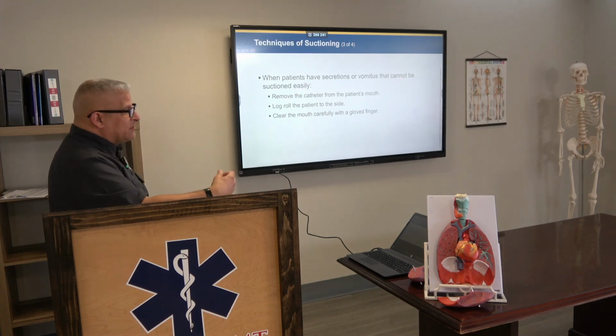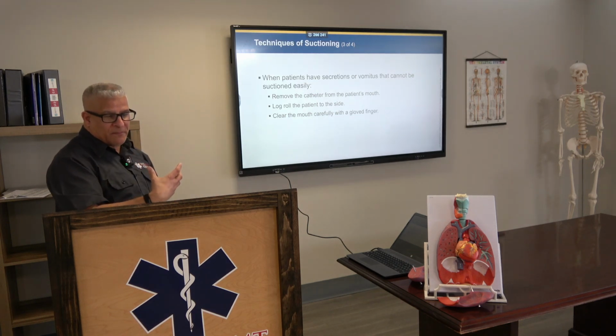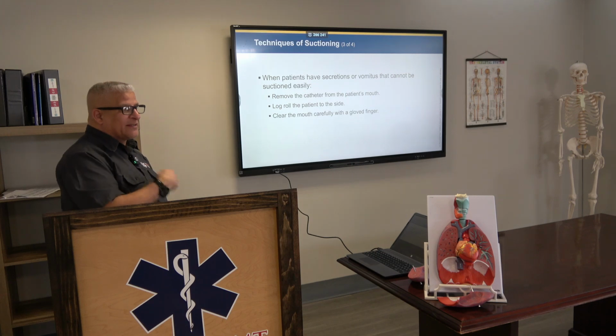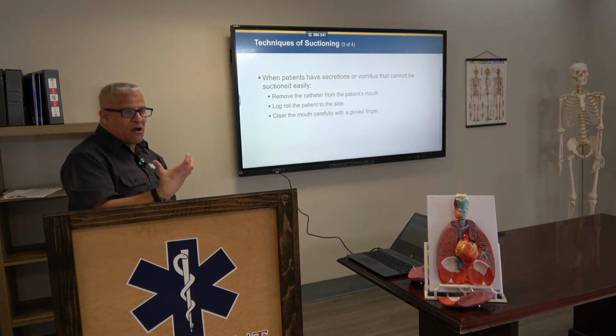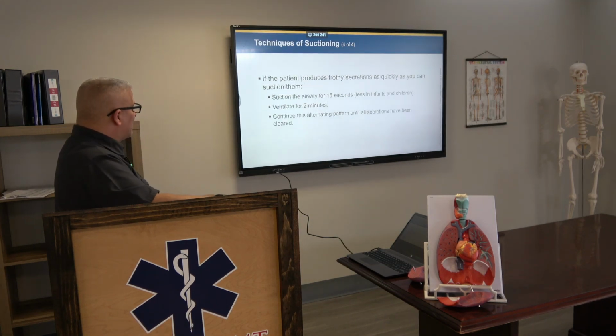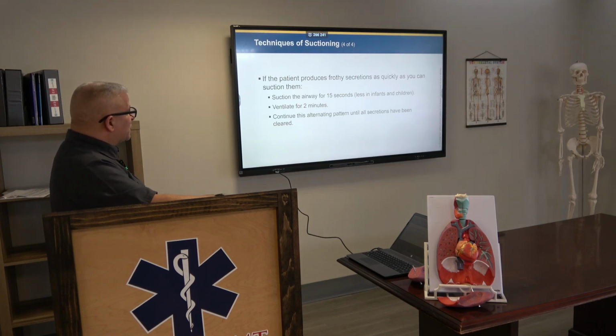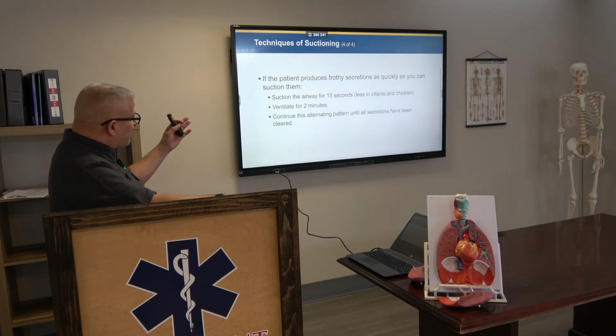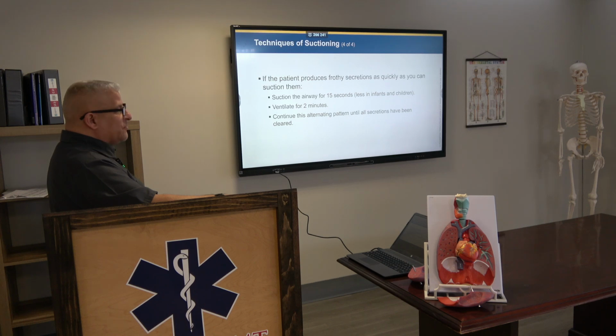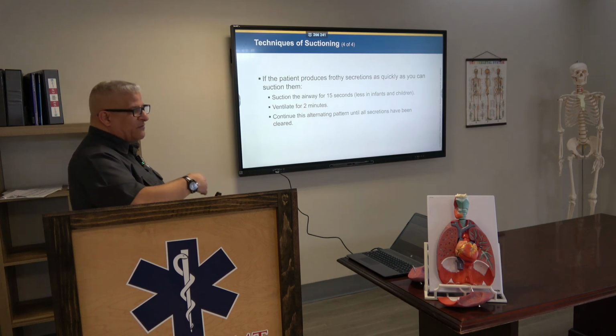After you do your suction, put oxygen on and oxygenate the patient. In theory, as we are suctioning, we could be suctioning oxygen out of the system. So if the patient produces frothy secretions as quickly as you can, suction the airway for 15 seconds, ventilate for 2 minutes, and then continue this pattern, alternating back and forth.